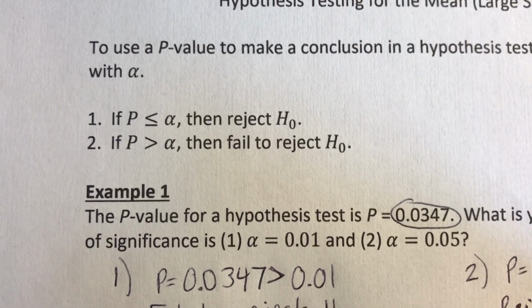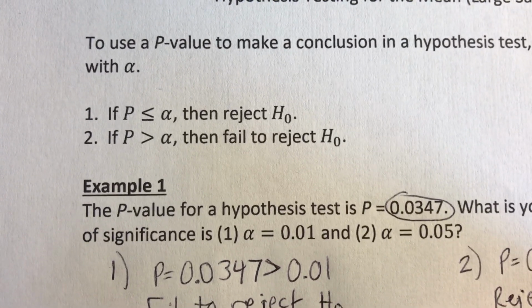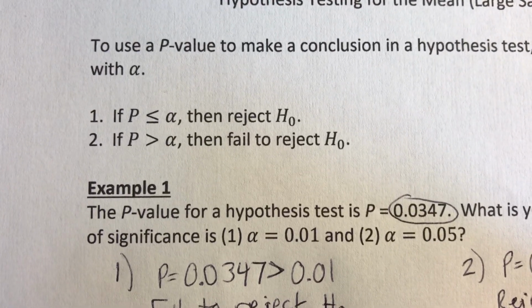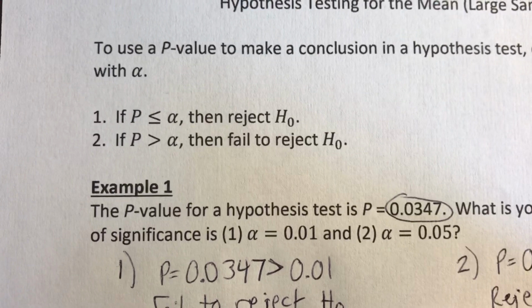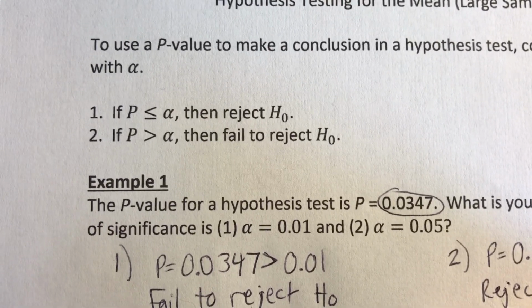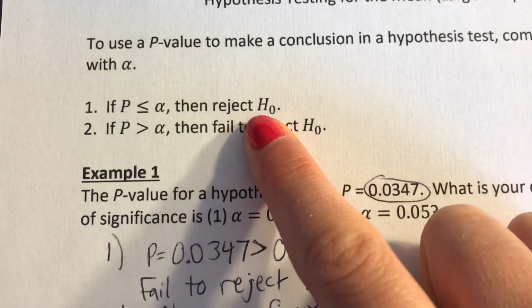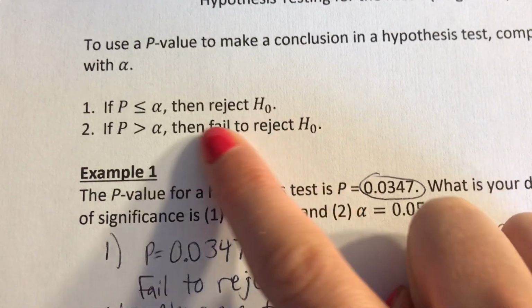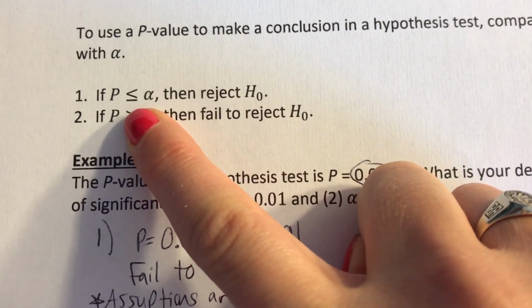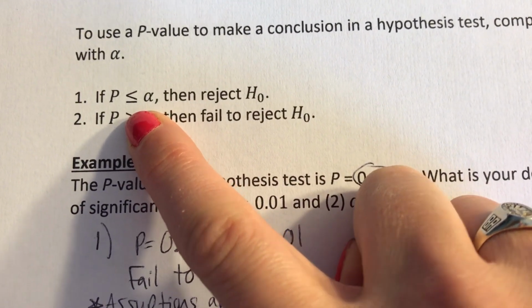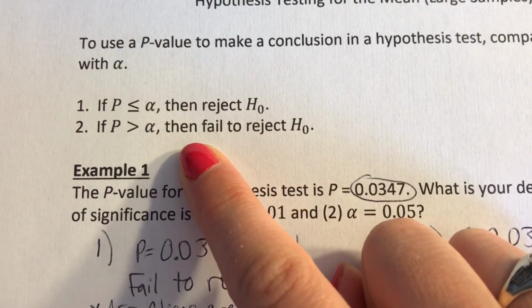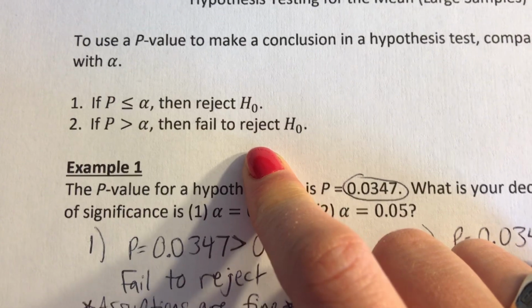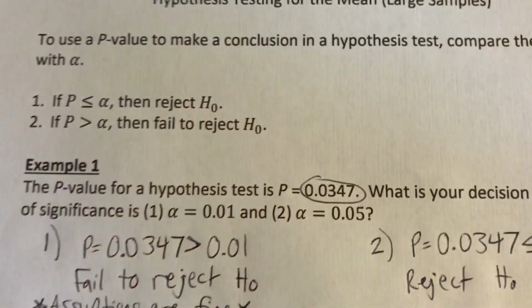So what this means is if our probability is less than our significance level, it is so low that we would reject our assumption. If our probability is greater, then we would not. We would accept what we have predicted, that it's probably true.